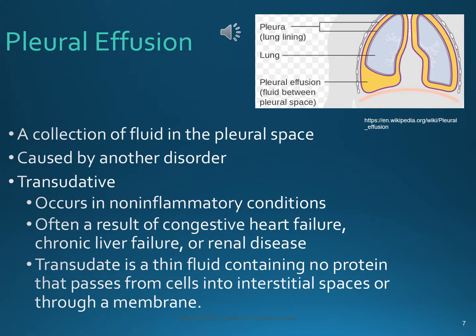This is always caused by another disorder. Usually it's transudative, which means that it seeps through by osmotic pressure. It occurs in non-inflammatory conditions such as in congestive heart failure, chronic liver failure, renal disease. Transudate is a very thin fluid. There's no protein. It goes from the cells into the interstitial spaces through a membrane, through diffusion. It's a passive process. And you see in the picture, the pleural effusion here is the fluid in between the pleural space, and you see the normal lung on the right there and the effusion on the left.